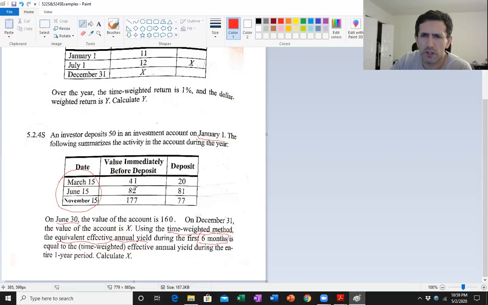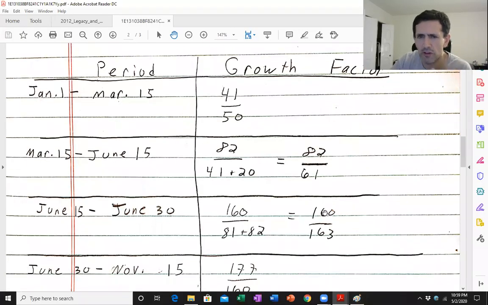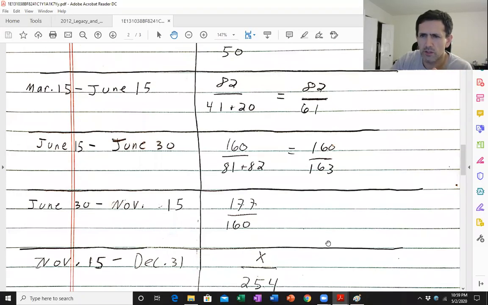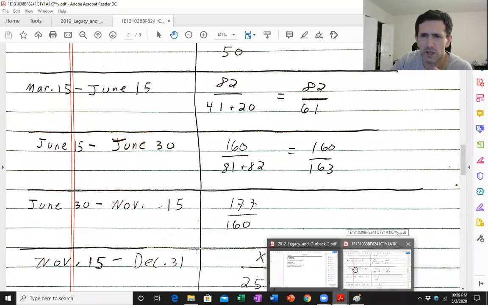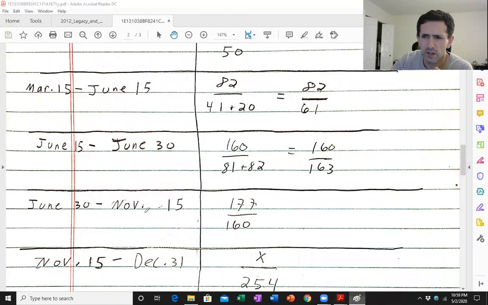After the June 15th deposit, you have 82 plus $81, which is $163. And on June 30th, the account has $160 in it. There's no mention of deposits or withdrawals, so you assume there are none. Right? So it's just 160 over 163. All right. And we got two more. So this is definitely a pain in the ass problem, but it's really not that bad.